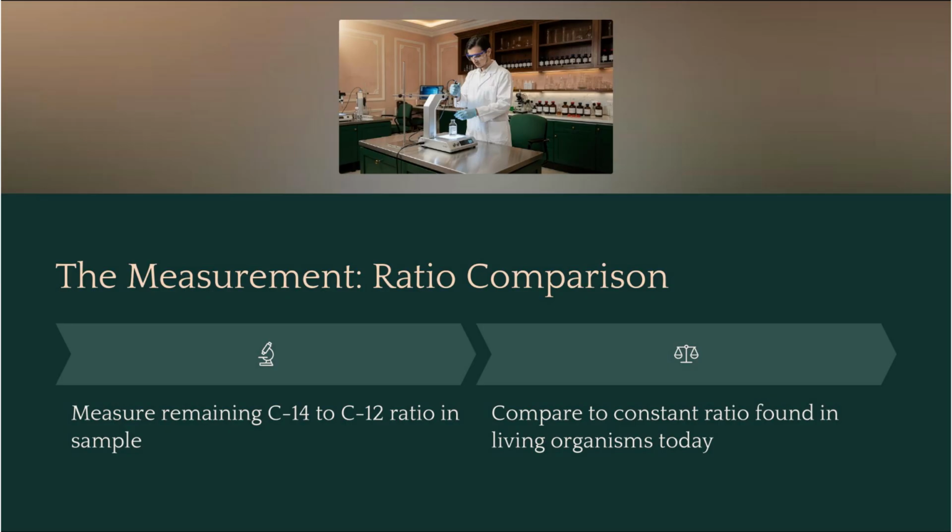So how do scientists determine the age? The measurement is based on ratio comparison. They measure the remaining carbon-14 to carbon-12 ratio within the sample. They then compare this to the constant ratio found in living organisms today. The difference between these two ratios reveals how long the organism has been dead.